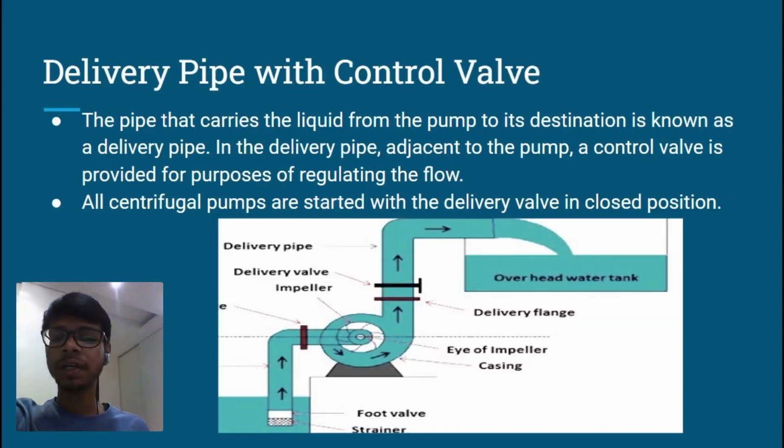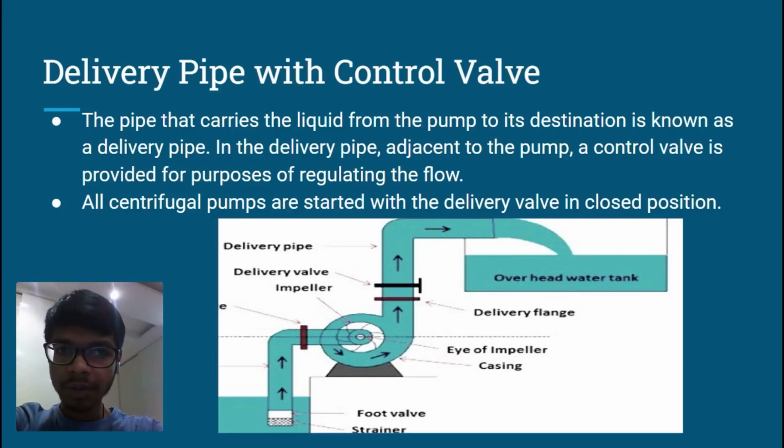And now discussing the delivery pipe with control valve. So the pipe that carries the liquid from the pump to its destination is known as the delivery pipe. In the delivery pipe adjacent to the pump, a control valve, which is usually known as the delivery valve, is provided for purposes of regulating the flow. All centrifugal pumps are started with the delivery valve in closed position. Further, before stopping the pump, the delivery valve is closed first and then the pump is stopped. This operation is to prevent possible backflow from the delivery pipe and consequent damage to the pump.